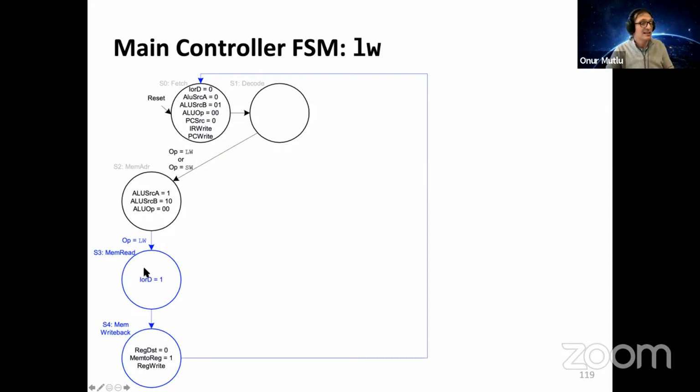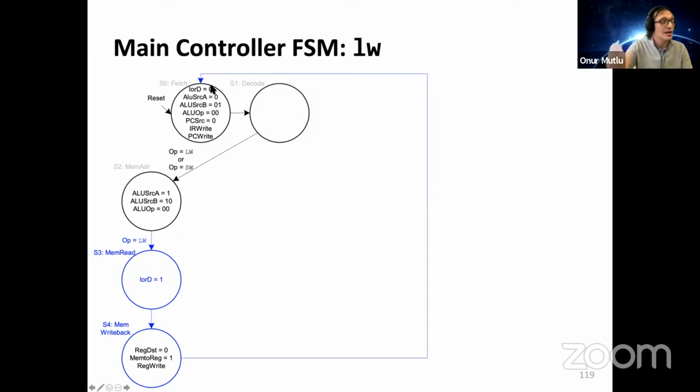In the next clock cycle, the data coming out of the memory, mem to reg is 1, is written into the register, reg write signal is asserted, and reg destination mux is selected by the 0 signal over here so that you write to the correct destination register. So this is the execution of load word. At the end of the state, you go back to the fetch.